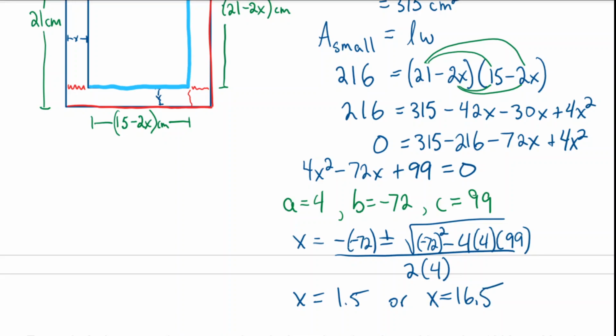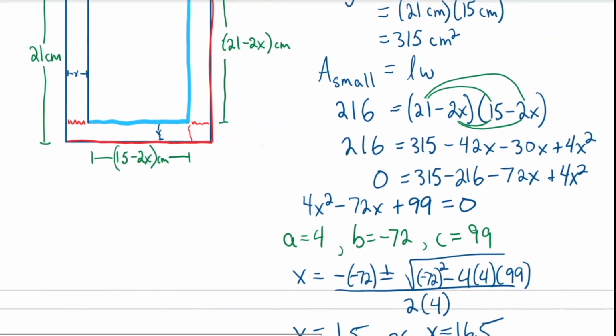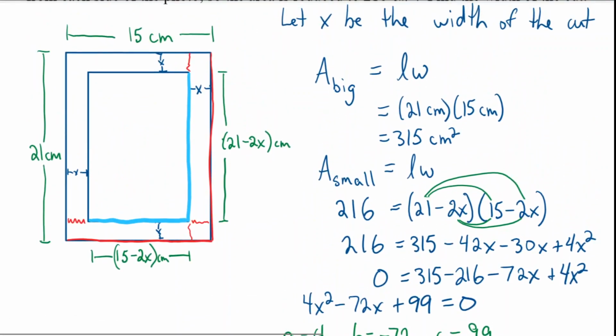They're both positive answers, so we can't just call the negative value the extraneous one. But one of these makes sense and one doesn't. Think about that on your own. Which one does not make sense here? Does it make sense to cut 1.5 off of this picture? I think that's reasonable. If my width and my length are 15 and 21, cutting 1.5 off each side does make sense.